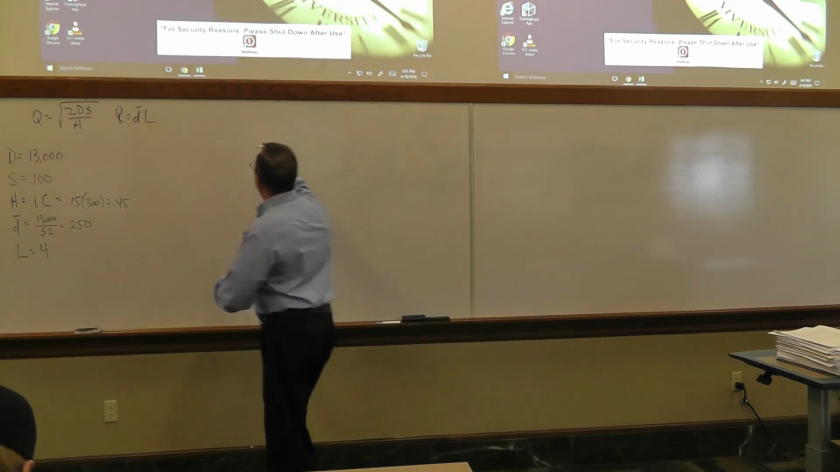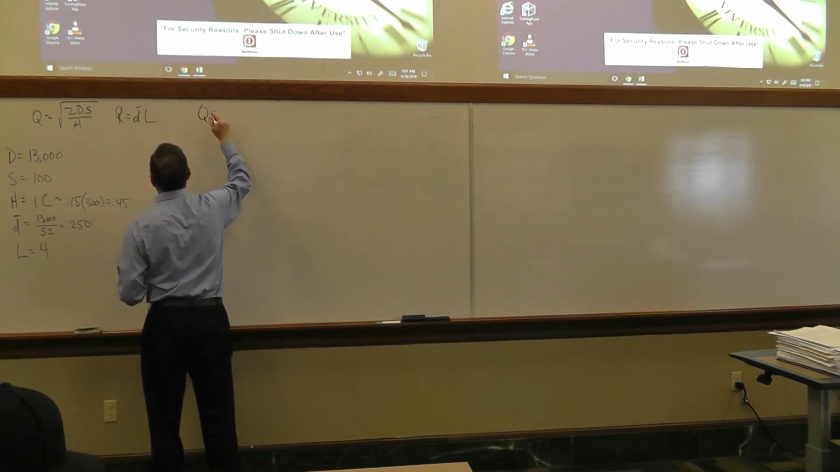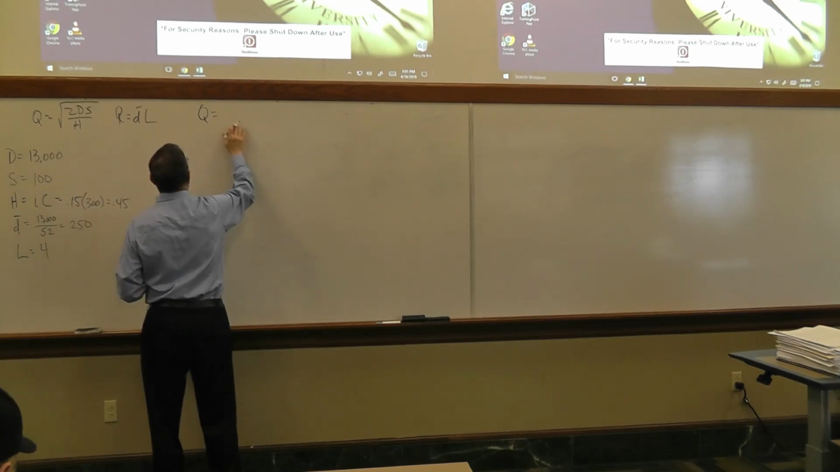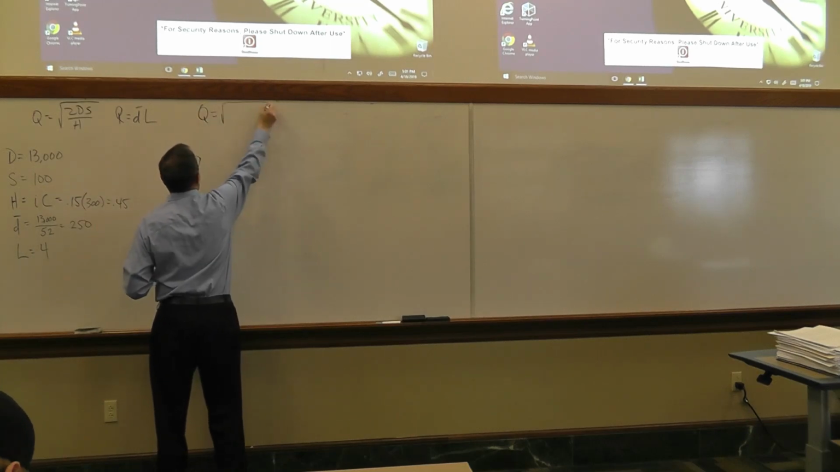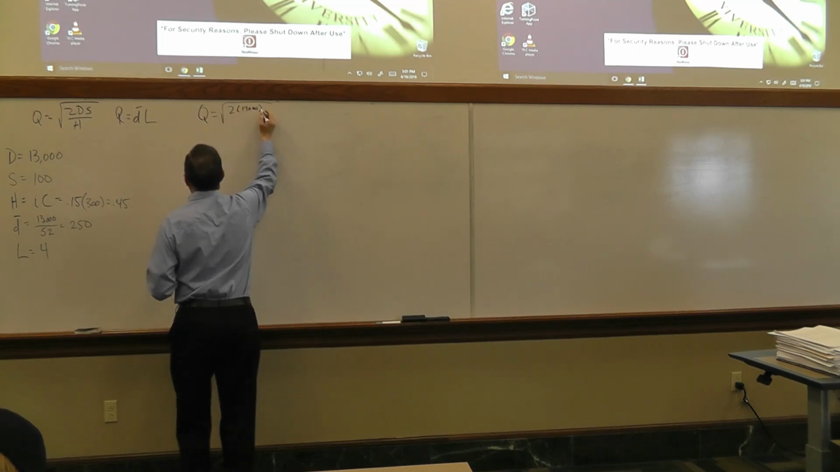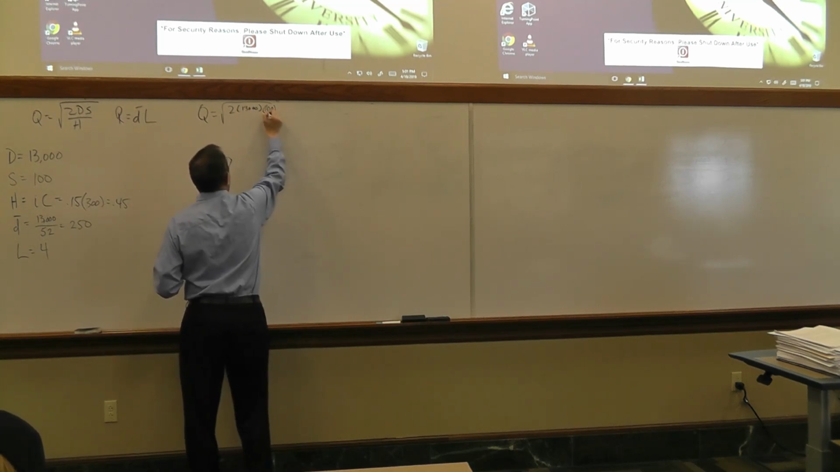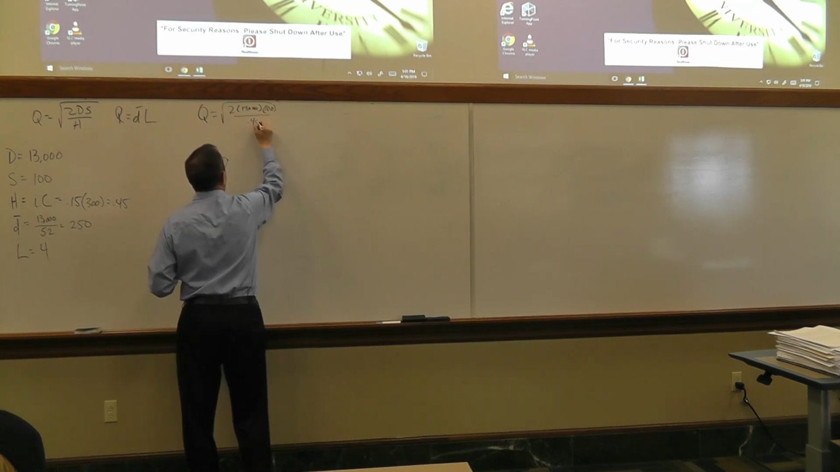Plug and chug. So Q, and I will need help calculating. I don't have the answers. I don't know what I do with my answer sheet. It's going to be a square root. Don't forget the square root of 2 times 13,000 times 100 divided by 0.45.